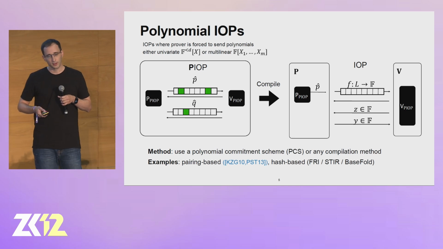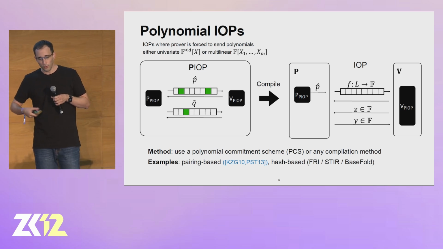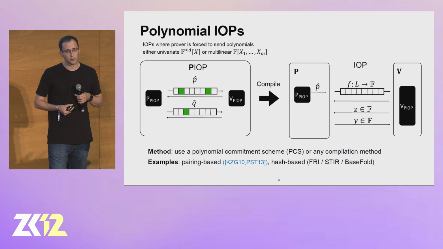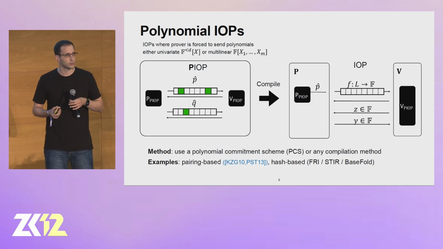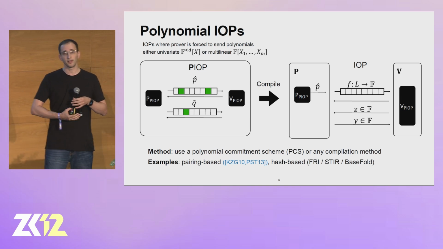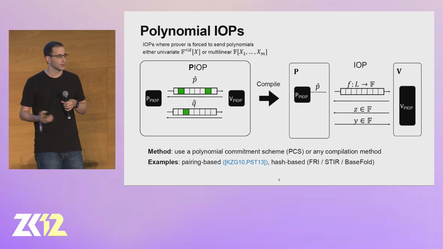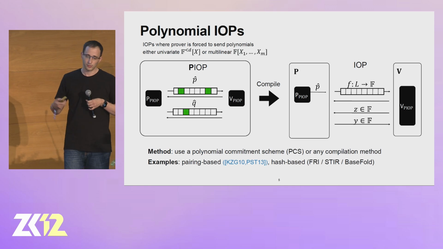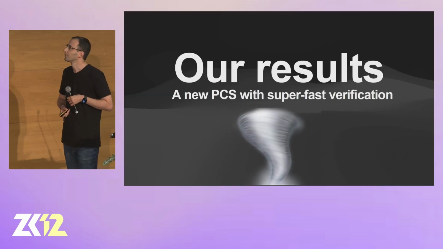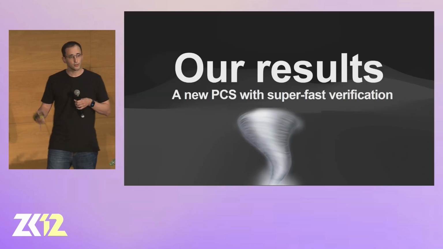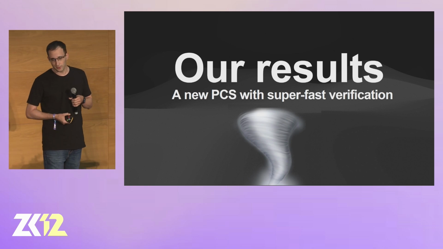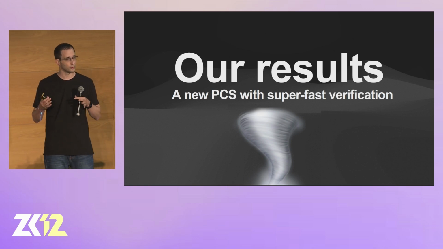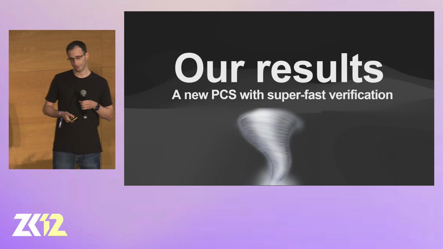Okay. So the way these hash-based polynomial commitment schemes work, we ask the prover to, instead of sending a polynomial, evaluate it at many points. And then we need to test what the prover did. So this leads us to a result. In this work, we introduce a new polynomial commitment scheme that has really super fast verification.